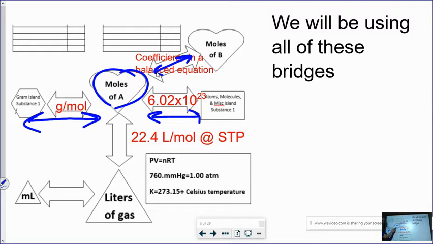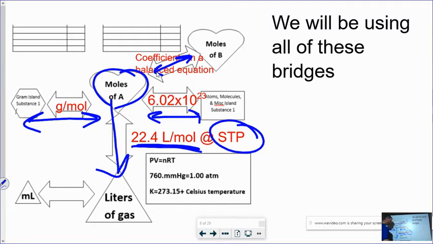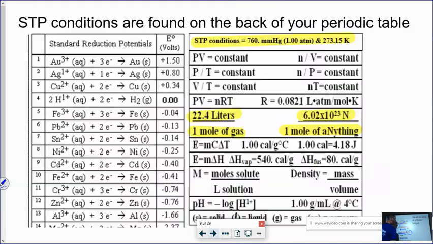And we're going to be using moles to liters a lot. And that's when we're going to be using this number and we're going to be having to be at STP conditions, which is that 760 millimeters of mercury or 1 atmosphere, and the temperature would have to be 273.15, and I'll show you where that is on your periodic table as well.